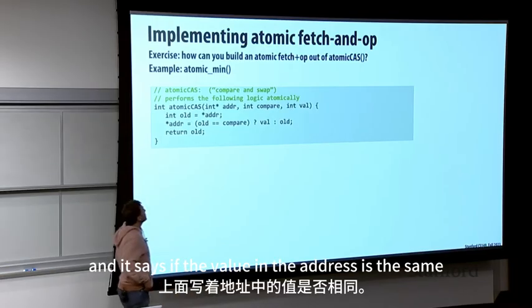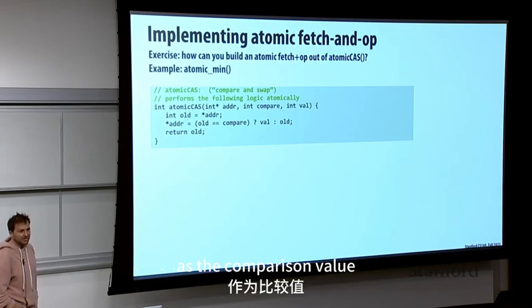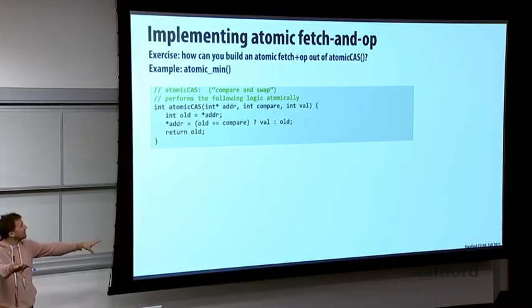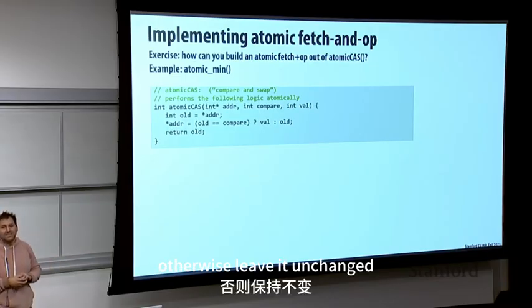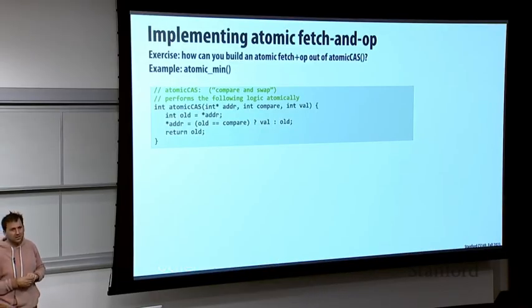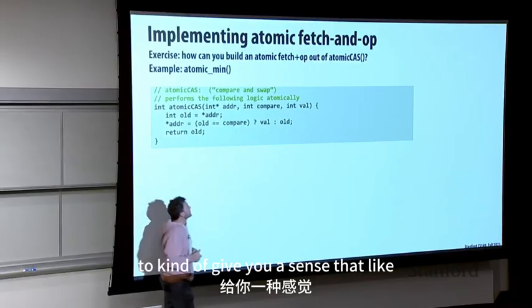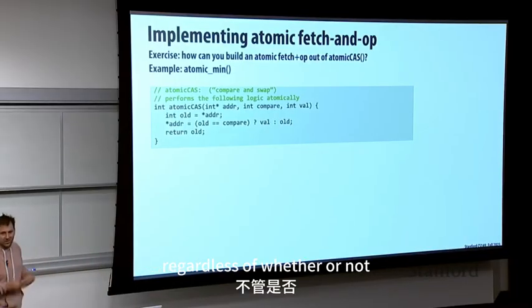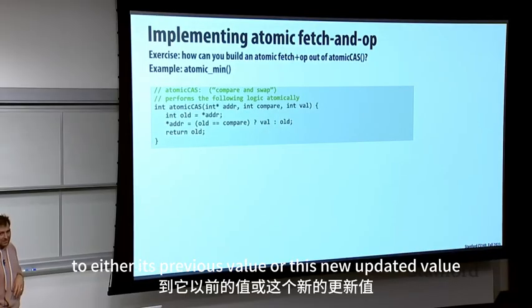And it says if the value in the address is the same as the comparison value. So the value out of memory, if it's equal to compare, please write this new value in. Otherwise, leave it unchanged. Okay? And I wrote it here in this syntax to give you a sense that basically a write is essentially happening regardless of whether or not it's unchanged. So I'm setting the value at the address to either its previous value or this new updated value.